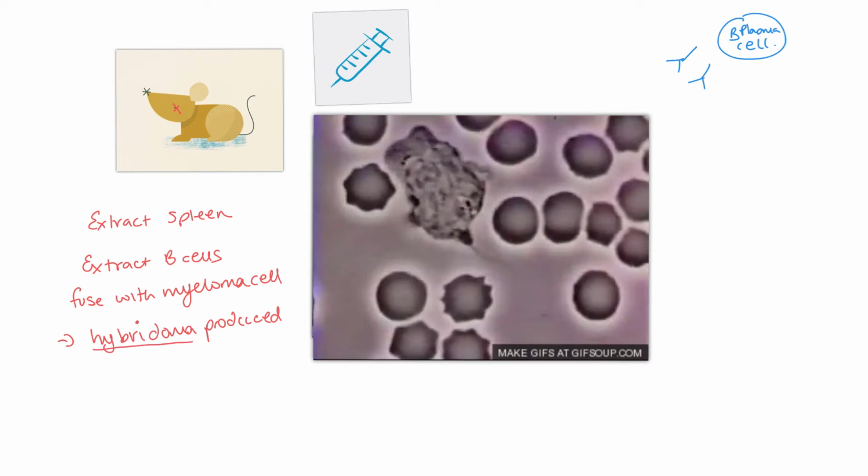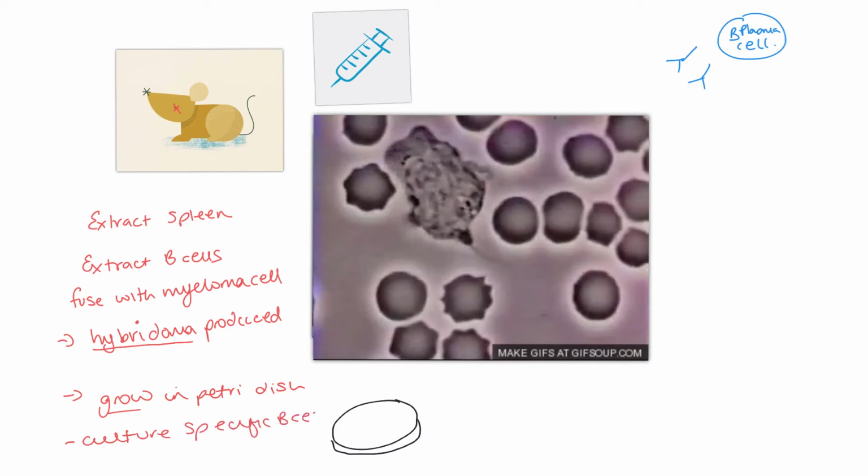We then grow these hybridomas in a petri dish for a while, so we get loads and loads and loads of them, and they're all secreting out our antibodies, and we test that they're producing the correct antibody that we want. And so we culture just that one specific type of hybridoma B cell, and it's pumping out all these antibodies, and then we can just harvest and purify these antibodies and use them for whatever we want to use them for. And that process is the one that you learnt about at GCSE, so none of that should be new to you.